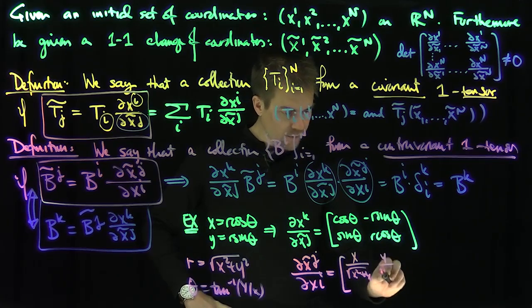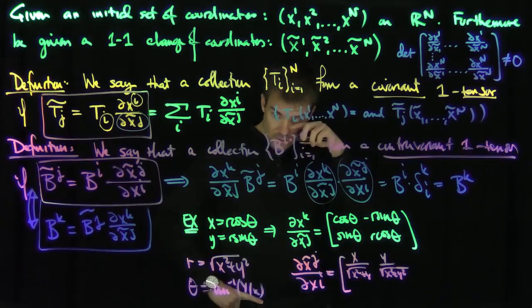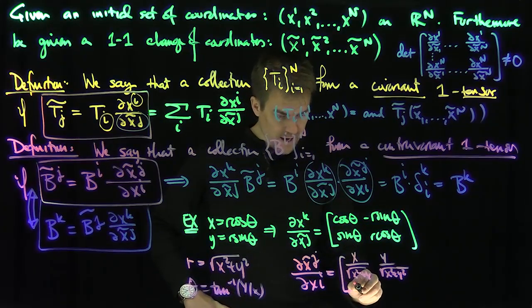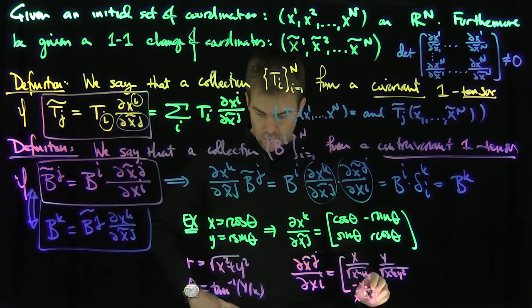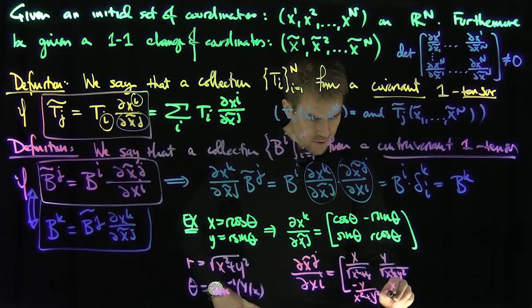The y derivative of r is going to be y over the square root of x squared plus y squared, by symmetry. The x derivative of theta is going to be what? It's going to be negative y over x squared plus y squared. And then the y derivative of theta is going to be x over x squared plus y squared.